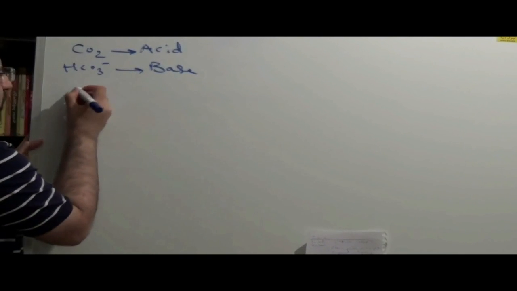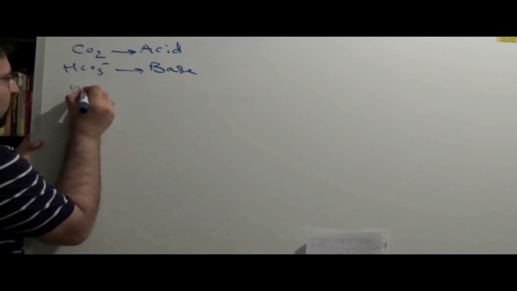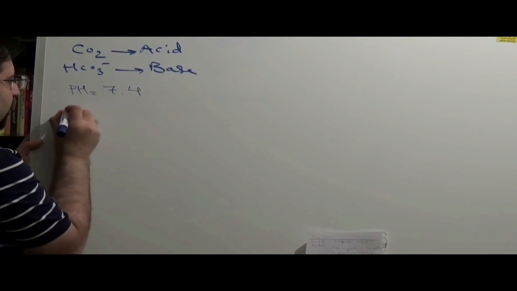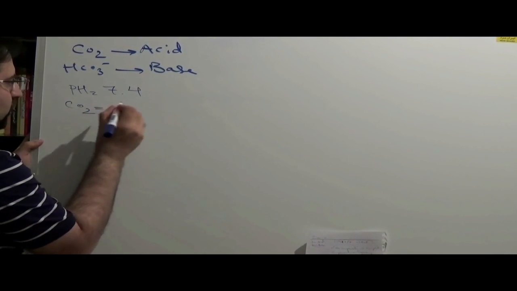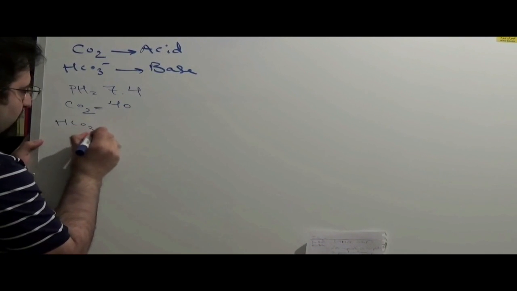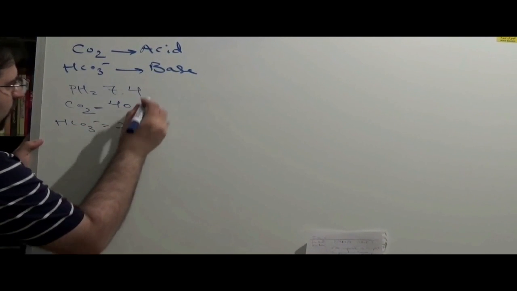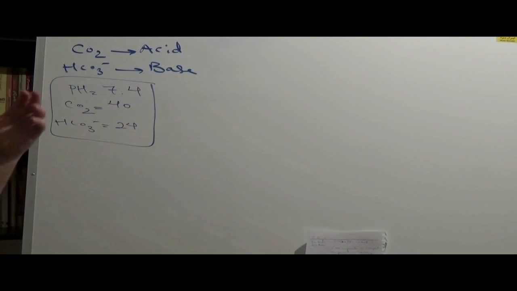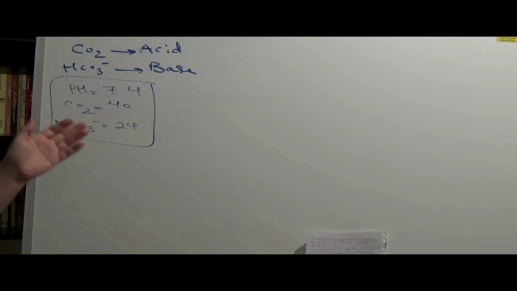And also, we need to know that normal pH is about 7.4 and CO2 normally is about 40 and HCO3 minus is about 24. This is the normal range.